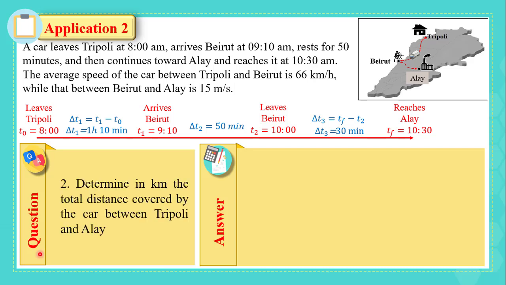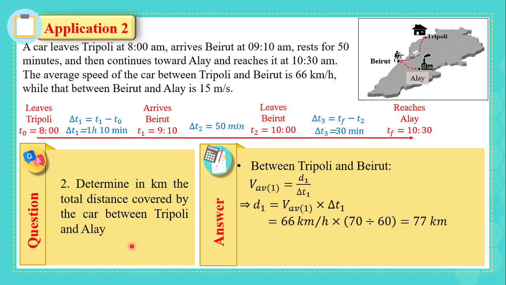In the second part, you are asked to determine in kilometers the total distance covered by the car between Tripoli and Alai. Here, it's good for you also to divide your work into 3 parts. The first part is between Tripoli and Beirut, where the average speed of the car was 66 km per hour. Then, the total distance traveled by the car in this part is equal to the average speed multiplied by the duration of time in this part, which gives us 77 km.